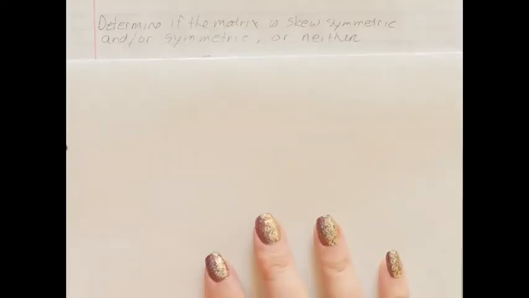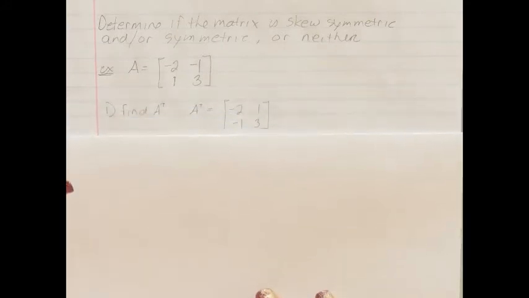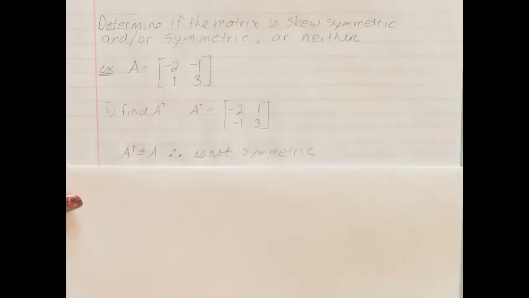Let's go ahead and use these definitions. Determine if the matrix is skew symmetric and/or symmetric or neither. Here is matrix A. It's just a simple little 2 by 2. When they give you matrix A, it is easy enough to find A transpose because again, what were the columns now become the rows. So column 1 is now row 1, column 2 is now row 2. A transpose does not equal A, thus it is not symmetric.